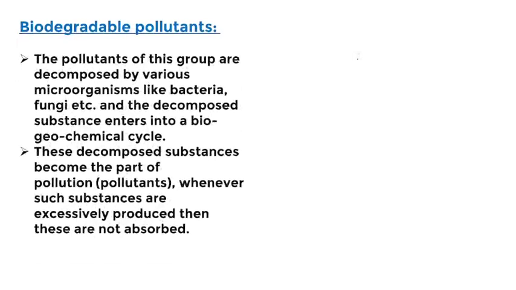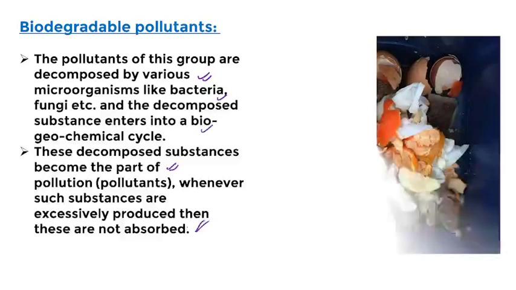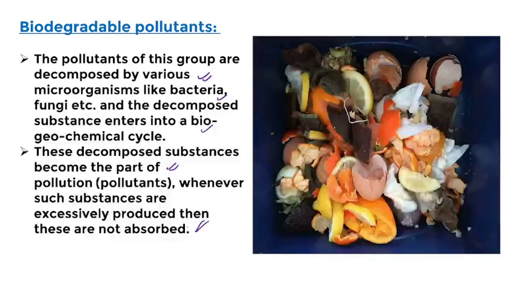After that, we see biodegradable and non-biodegradable pollutants. That is on the nature of disposal. The pollutants of this group are decomposed by various microorganisms like bacteria and fungi, and the decomposed substance then enters the biogeochemical cycle. Now, these decomposed substances become a part of pollution whenever they are excessively produced and are not being absorbed by our environment. So we need to stop and monitor these biodegradable pollutants as well.